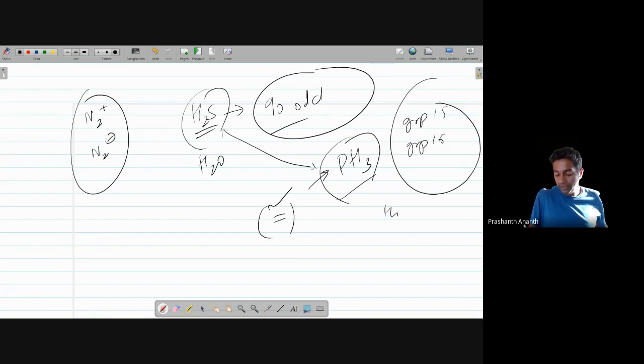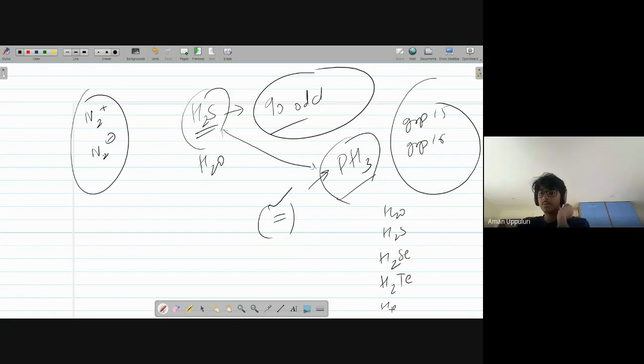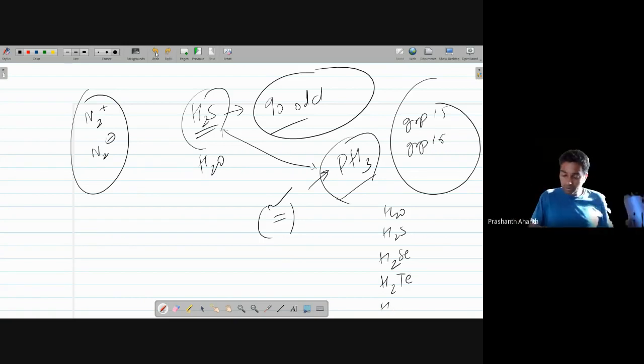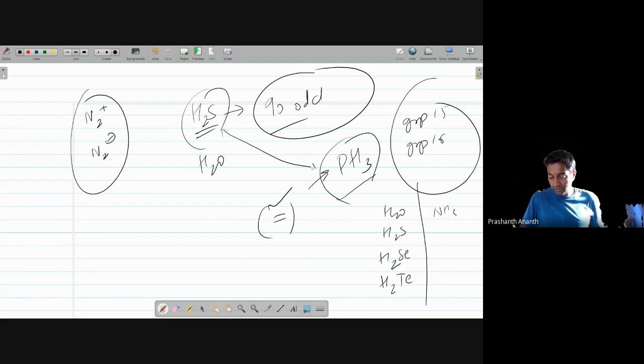That is H2O, H2S, H2Se, H2Te, and polonium. Polonium is a waste of time, leave it. Check this also. This will be something you need to remember. Remember the data to some extent.